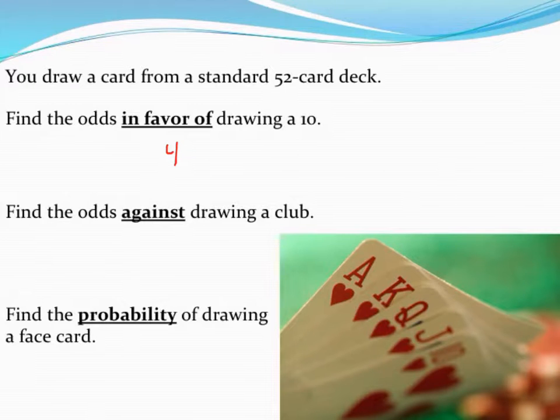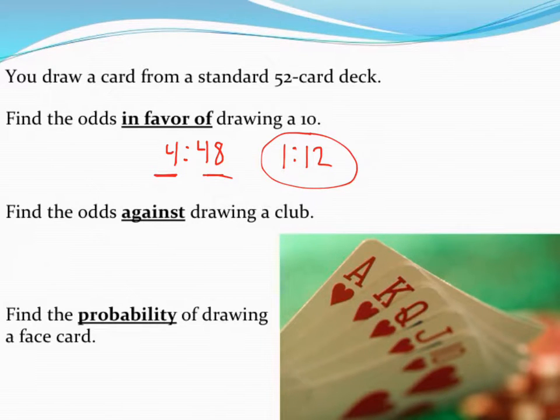I'm going to usually set up odds as a ratio, so I'm going to compare that to the number of ways I cannot get a 10. Well, if there are 4 10s in a deck of 52 cards, that means there are 48 cards that are not 10s. So again, odds in favor of something happening is how many ways it can happen compared to how many ways it cannot happen. And typically we'll stick with a ratio for doing odds. I always simplify ratios, though, the same way I'd simplify a fraction. So my odds in favor of drawing a 10 are 1 to 12.